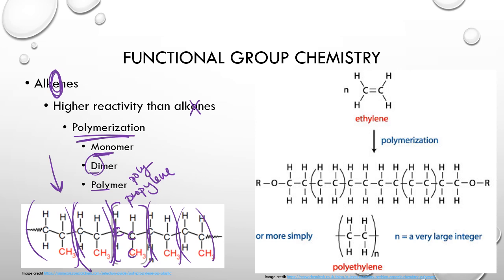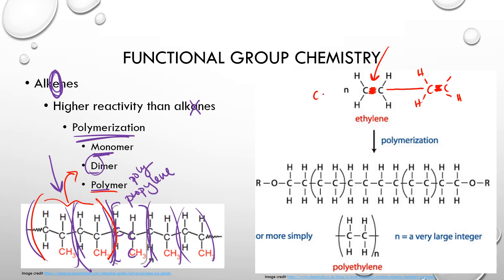Di is 2. So if I were looking at 2 of the repeating units, that would be considered a dimer. Then polymer is the whole entire thing. So let's look at how these polymers can form. I'm going to take my ethene or ethylene molecule. This double bond is going to break. I have another ethylene molecule next to it. This double bond will break and flip out to bind to the next ethylene molecule.